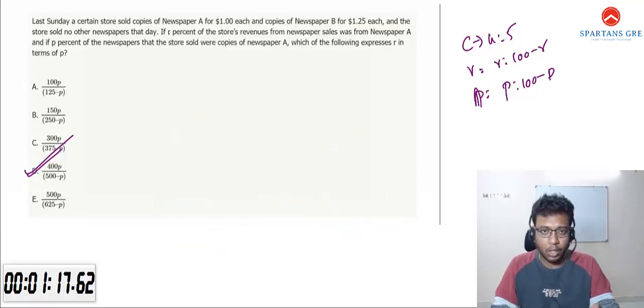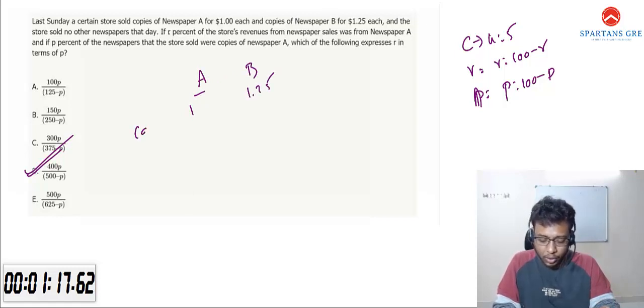See this. Now the question says there are two newspapers. A newspaper is $1 and B newspaper is $1.25. This is the cost per newspaper, right? And it says R% of the store's revenue from newspaper sales is from newspaper A. So out of the total sales, newspaper A's sale is R% of the total sales. If you watch my percentages video, you will definitely get this logic. I have clearly mentioned what exactly percentage is, what fractions are, and the relation between percentage and fractions. I told all these concepts in the percentages video.